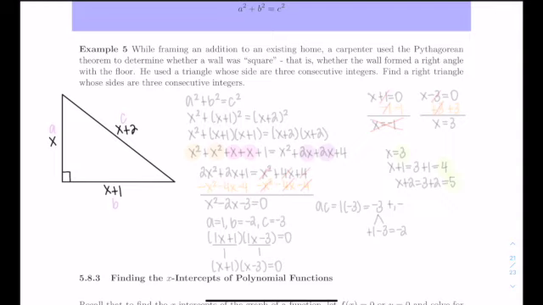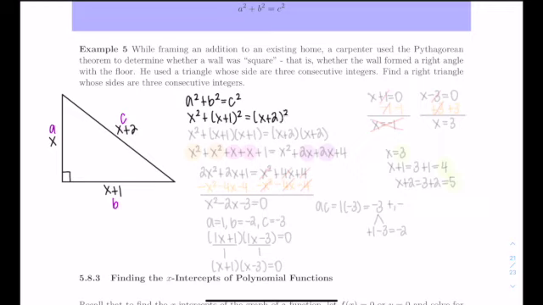You could plug in 10. You would get 10, 11, 12. So now that it's set up correctly, we can use the Pythagorean theorem to solve this equation. So we're going to let this first one be A. The second one is going to be B. And the hypotenuse is C. So using our formula, a squared plus b squared equals c squared, we get x squared plus x plus 1 squared equals x plus 2 squared.